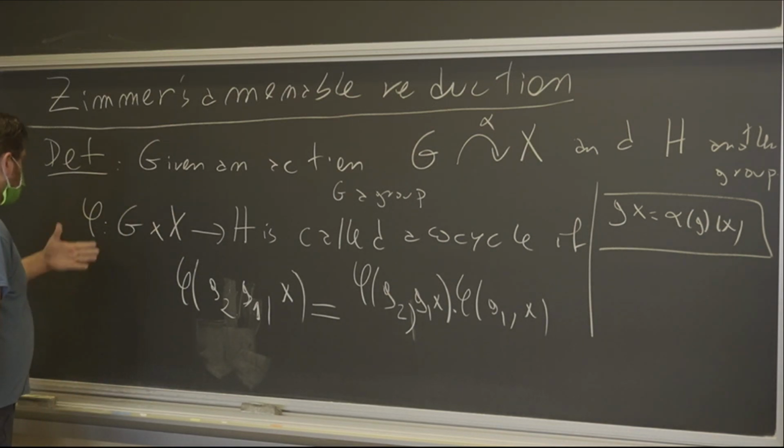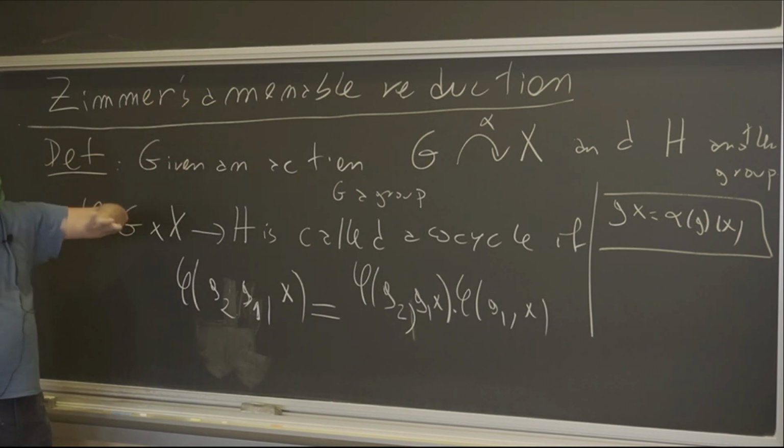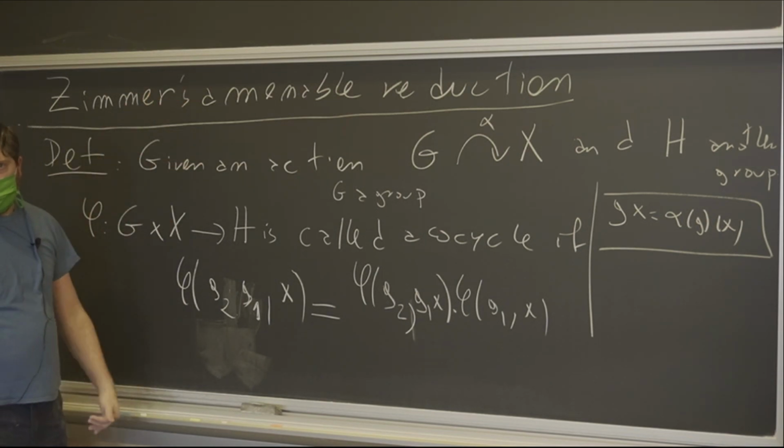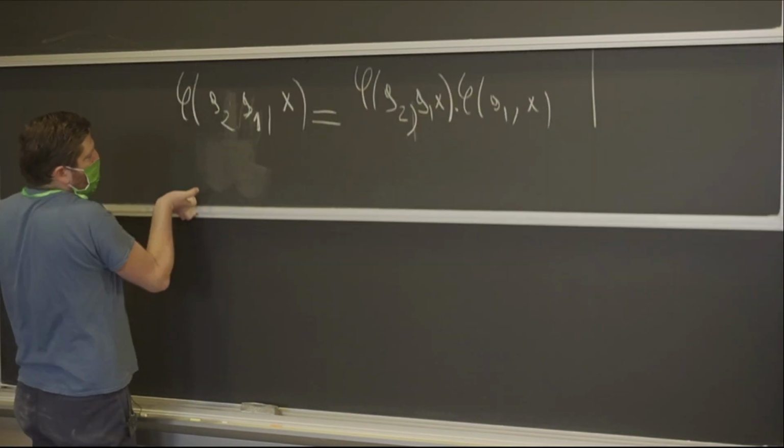Okay? Of course, what would be a relevant measure for G? Haar measure. G, as always, is locally compact, Hausdorff, and so on. So there is a Haar measure. But even if you don't have it, you can still play with cocycles as you wish. But that's the standard theory.